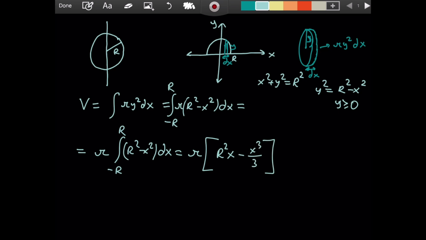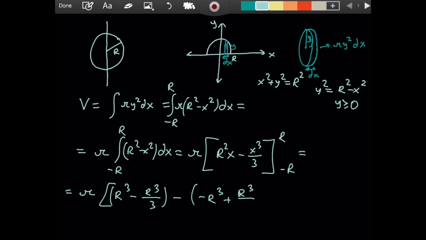And then we have the boundaries. Now we're just going to use the fundamental theorem of calculus. We are going to substitute the boundaries. It is r cubed minus r cubed over 3, minus, r cubed and then a minus r cubed over 3, so a plus r cubed over 3. And then I close it.